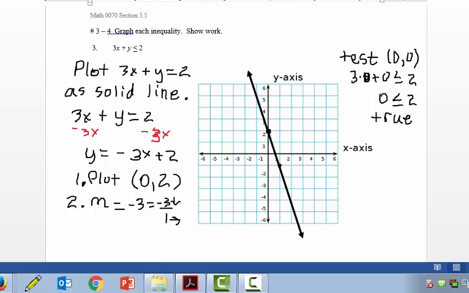So I want to shade the part of the graph that contains my test point when the test point makes the inequality true. So I'm going to be shading the part of the graph that contains my test point, which was the origin.